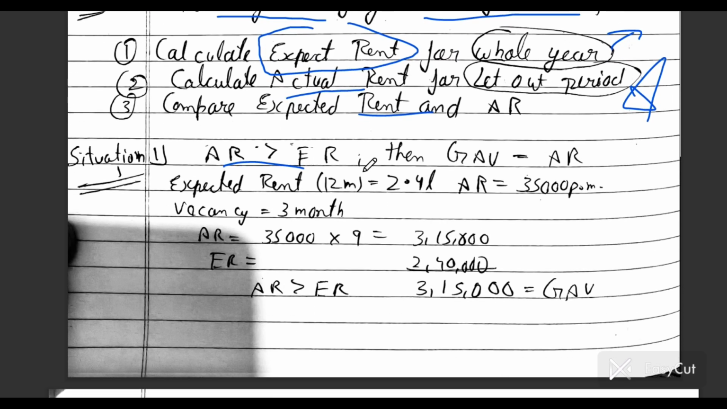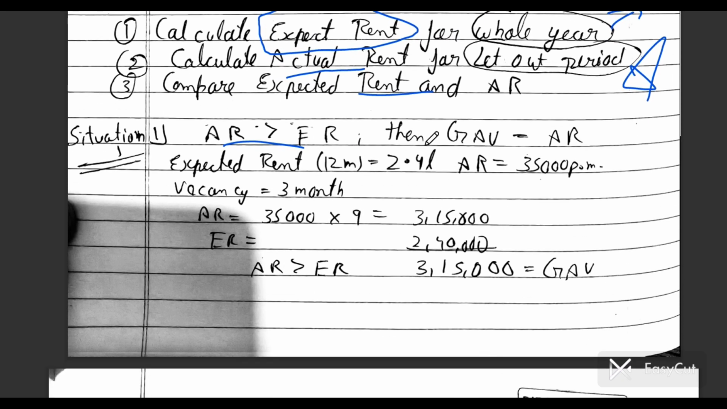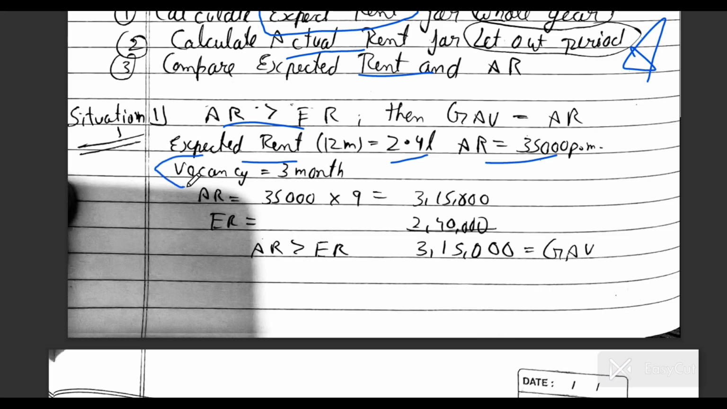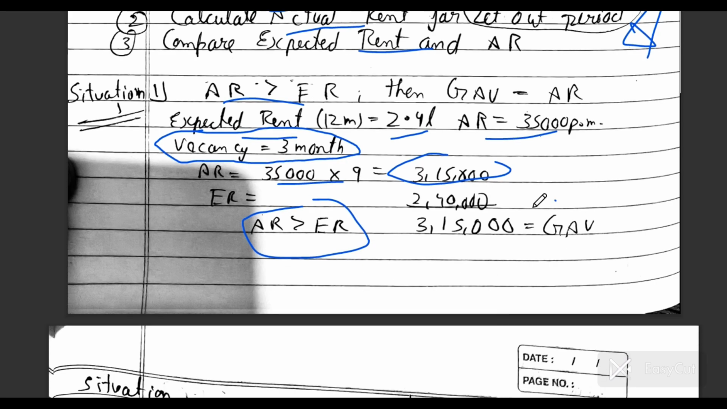Okay, for example, the expected rent given for 12 months is 2.4 lakh, and actual rent is 35,000 per month, and there is vacancy. It does not mean that it is self-occupied, it is vacant. So actual rent will be 35,000 into 9, that is 3 lakh 15,000, and expected rent is 2 lakh 40,000. So here actual rent is more than expected rent, then GAV will be our actual rent.